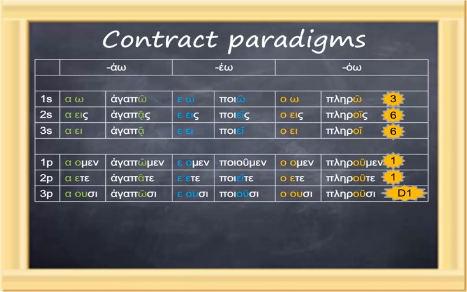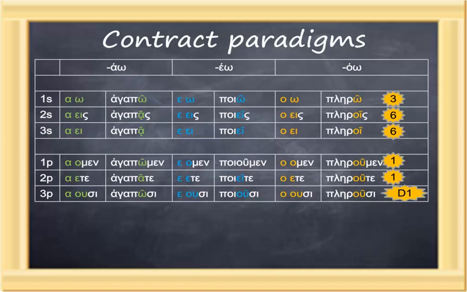The third paradigm is the combination of omicron plus the personal endings. Again, rule 3 gets us started because omega plus any other vowel contracts to omega. Rule 6 applies, the special case rule, in the second and third person singular, where the combination of omicron, epsilon, and iota contracts to omicron iota, pleirois and pleiroi.